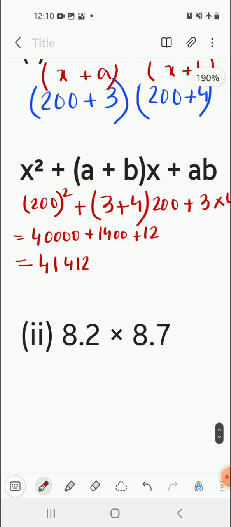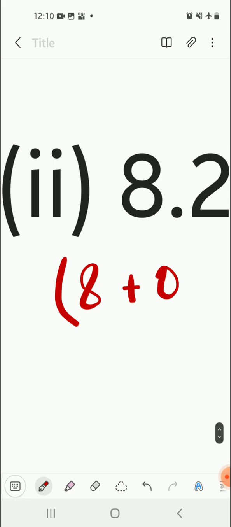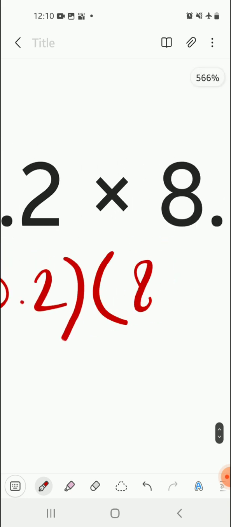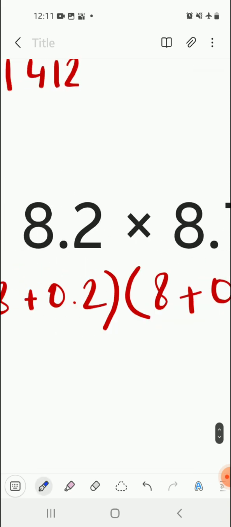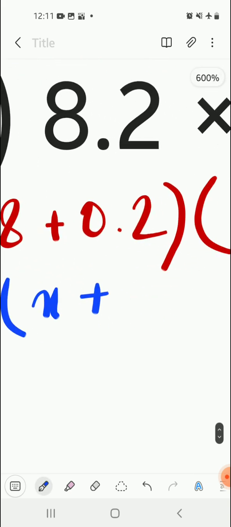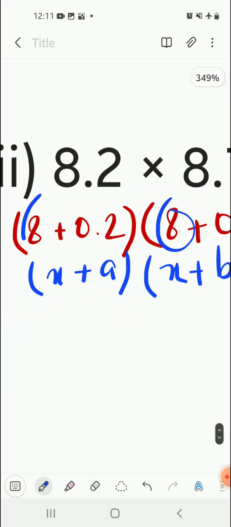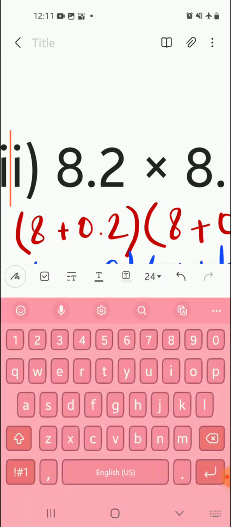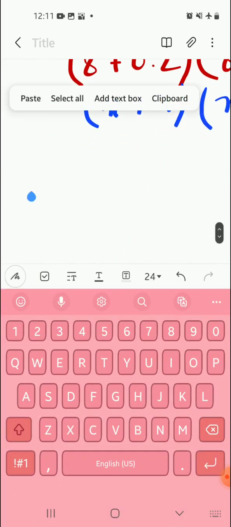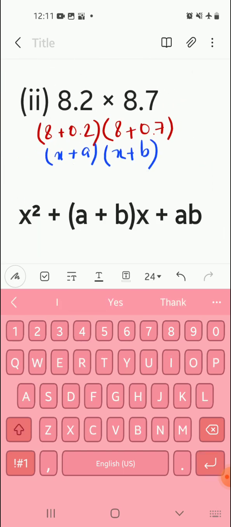Moving on to the next question, we have got 8.2 and 8.7. Again, we're going to split it. We can write 8 plus 0.2 into 8 plus 0.7. If we do it, we've got an x plus a formula. So this is x plus a and x plus b. Both the places x is 8. We are going to again use the same identity that we had been using for so long. So we paste the identity here, and we are going to simply replace it with the values given.